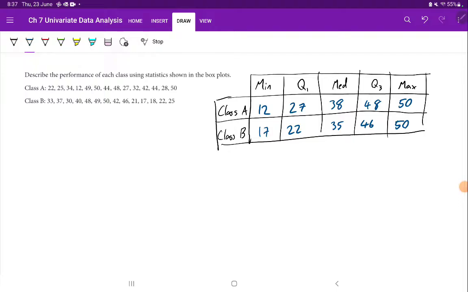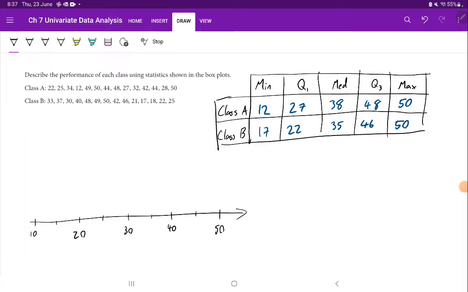Now, you can see the maximums are the same, so I need to go up to 50. And the smallest numbers are either 12 or 17. So I'm going to start at 10. And now I just need to set up my axes. Put in my halfway markers for the 15, 25, 35, and 45. And now I can go and plot them.